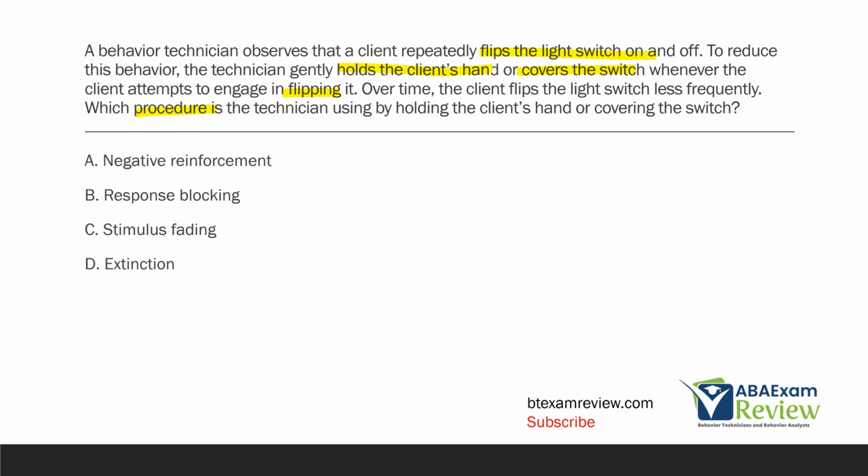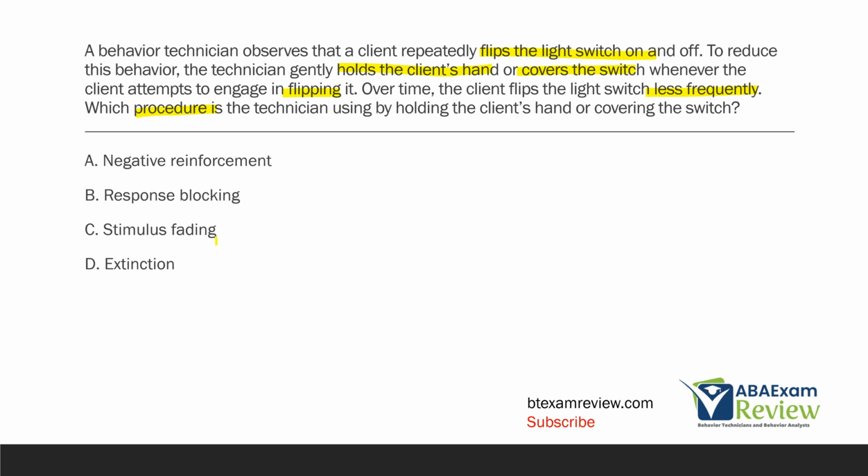Now, a couple of different ideas. One, we know the client starts engaging in the behavior less frequently. Behavior decreased, this has to be punishment or extinction. So we look at A, negative reinforcement. We shouldn't even consider this because the behavior didn't increase. It decreased, it can't be reinforcement. Look at B, response blocking. That's what we're looking at here. When we stop a response from occurring, we're blocking that response. And typically that's going to be a punishment procedure.